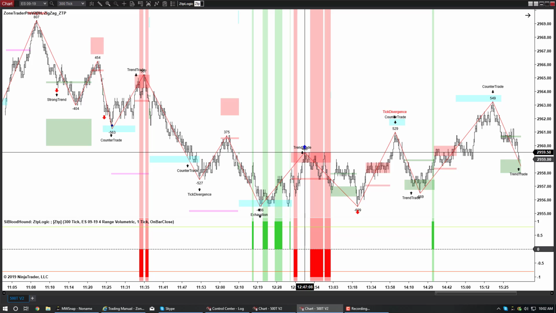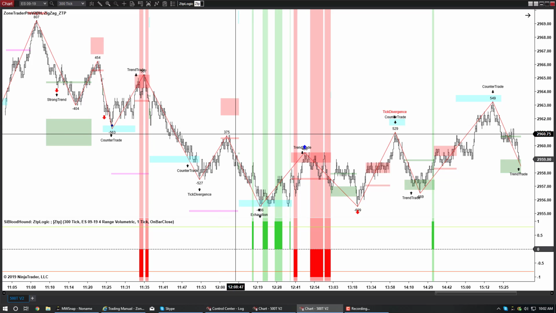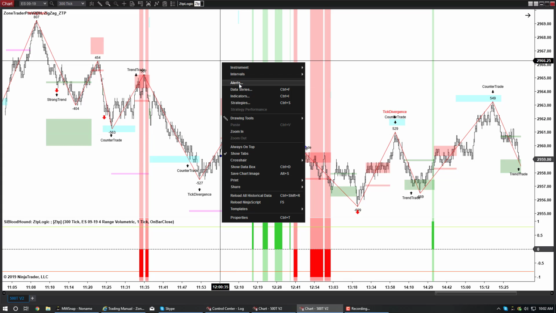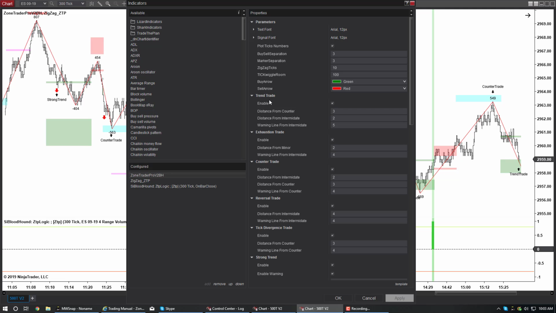Where this bar is blue, what this is saying is that on this bar we were at least 100 above the 375. So that's a very quick explanation of the tick divergence and the tick wiggle room. So the next thing we see is we're going to have the settings for all of our trades. And the first trade is our trend trade. So we've gone ahead and enabled it.